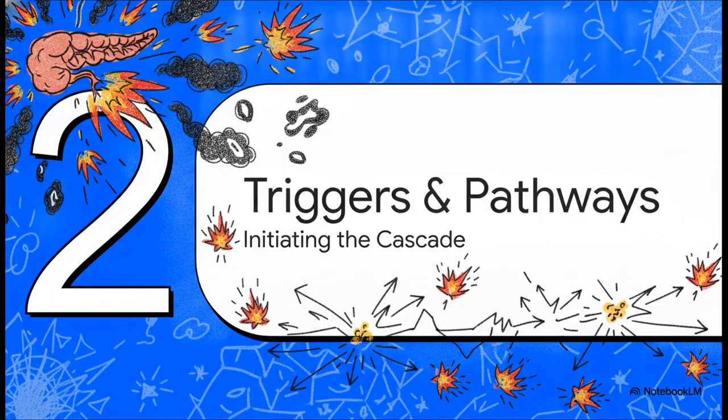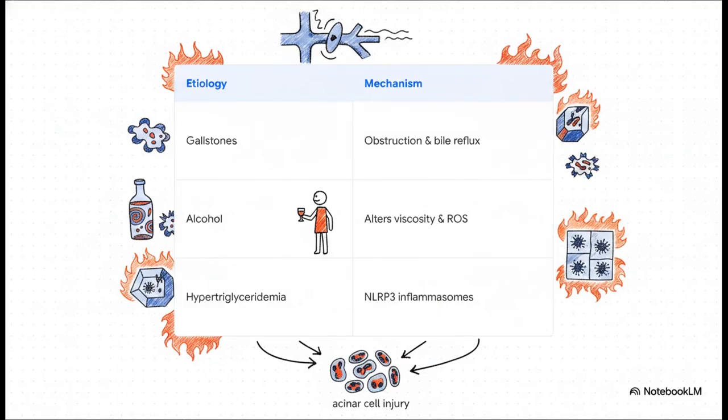Section 2, triggers and cellular pathways. Let's explore exactly what initiates this devastating cascade. We all know the classic etiologies, right? Gallstones, alcohol, and high triglycerides. But let's look at the actual mechanisms here. Gallstones cause a mechanical obstruction and bile reflux. Alcohol alters the fluid viscosity and creates highly toxic metabolites. And hypertriglyceridemia, that actually triggers NLRP3 inflammasomes, causing a fiery, highly inflammatory programmed cell death called pyroptosis.